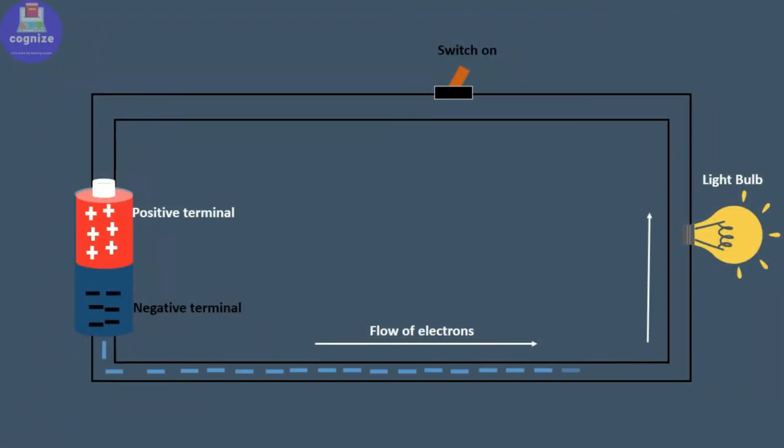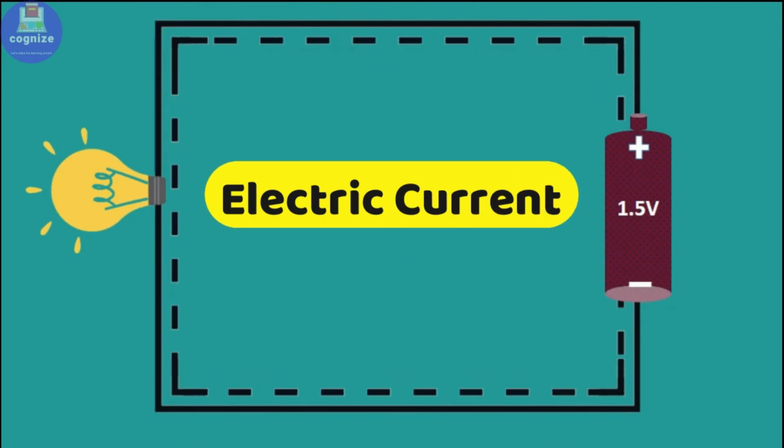When the switch is closed, the potential difference creates a movement of electrons towards the positive terminal. So this flow of electrons is what we call electric current.